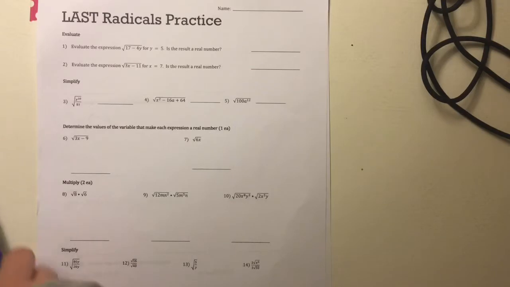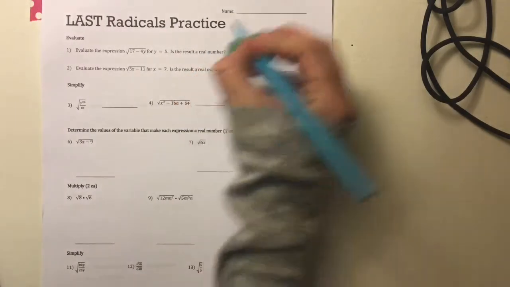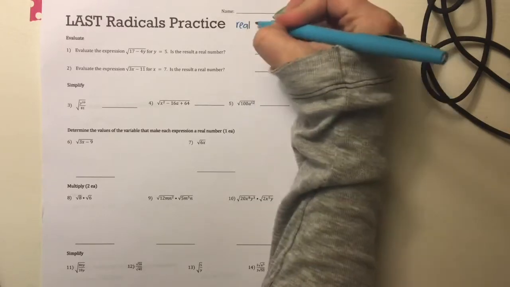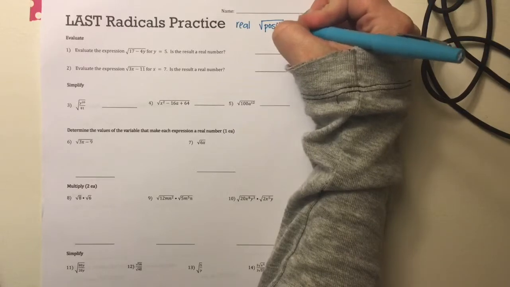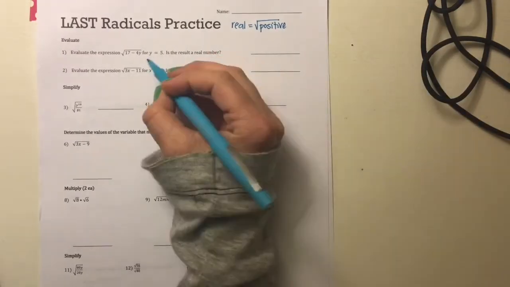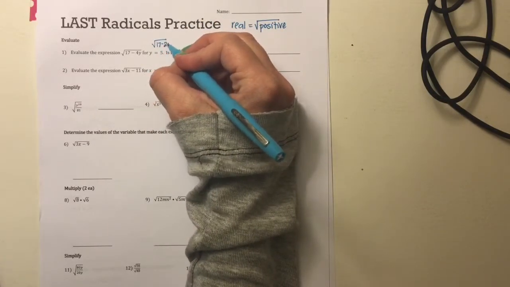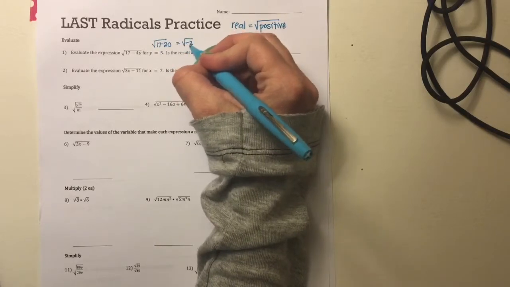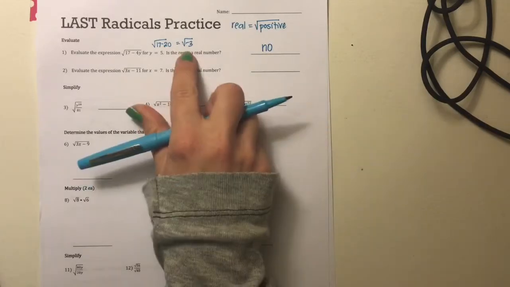Okay, so first thing on the top, it says evaluate the expression 17 minus 4y for y equals 5. Is the result a real number? Okay, for it to be real, what's inside the radical has to be positive. As long as what's under the radical is positive, then it's going to be a real number. So if I plug in a 5, I get the square root of 17 minus 20. So that's the square root of negative 3.